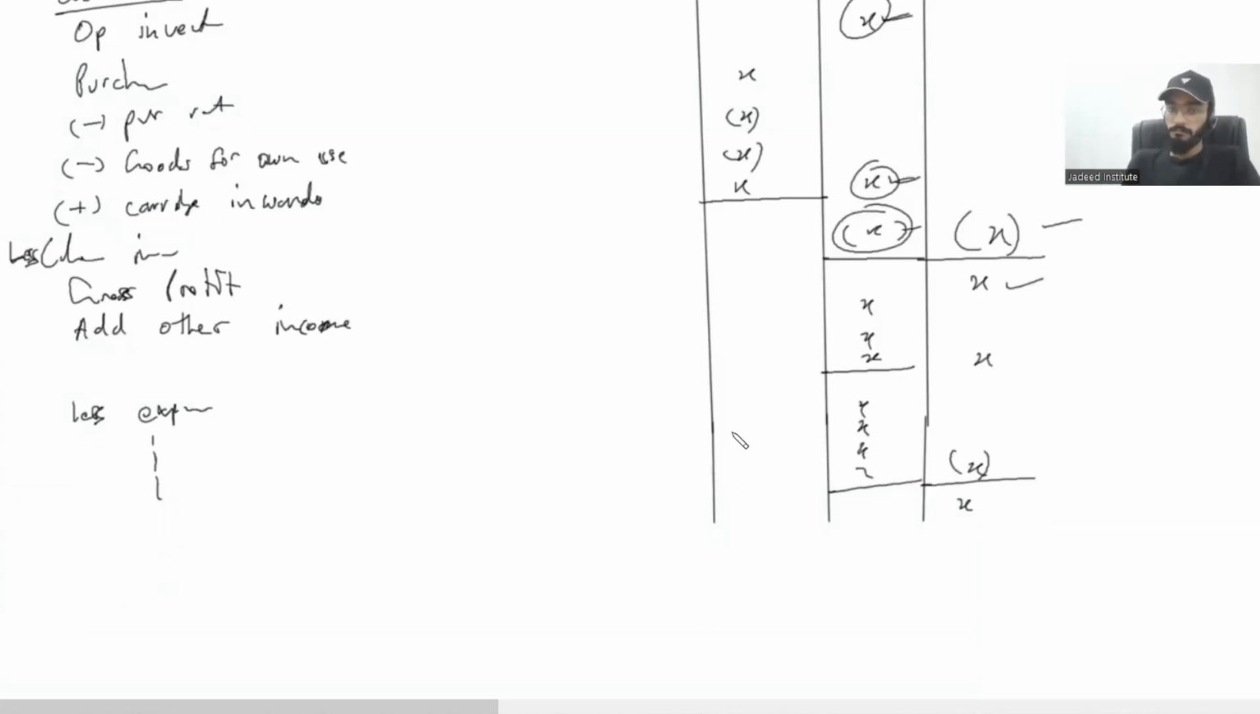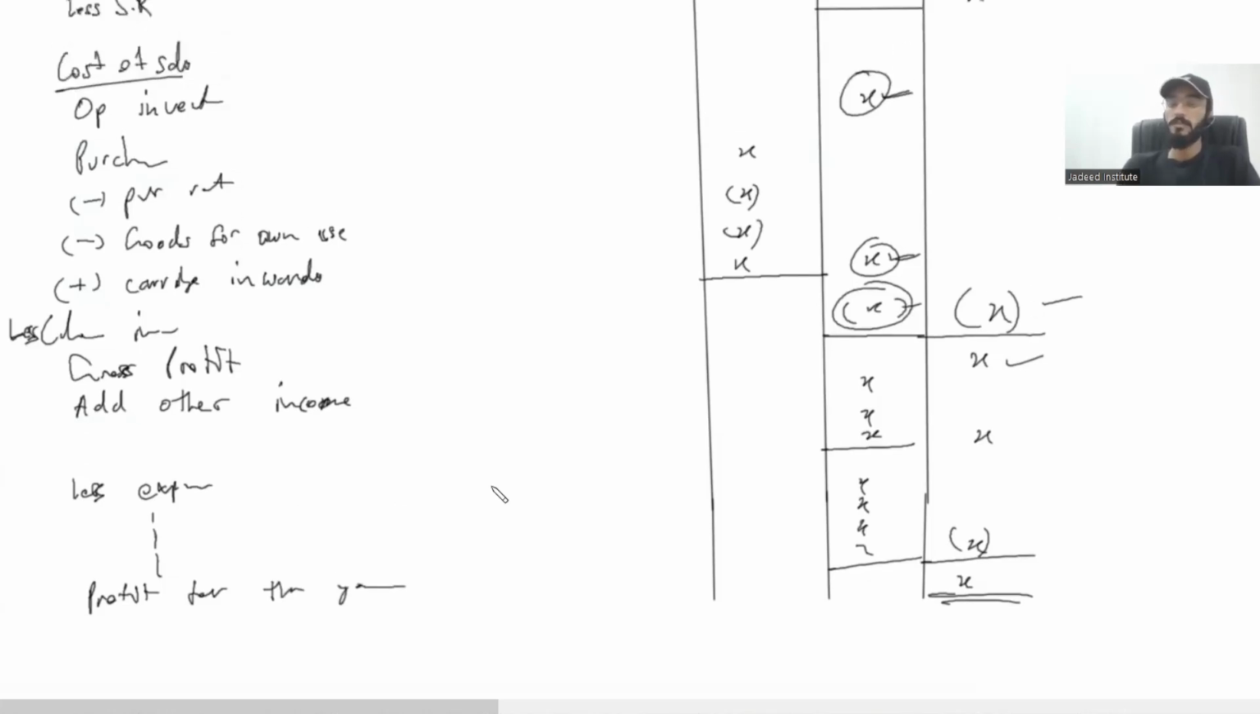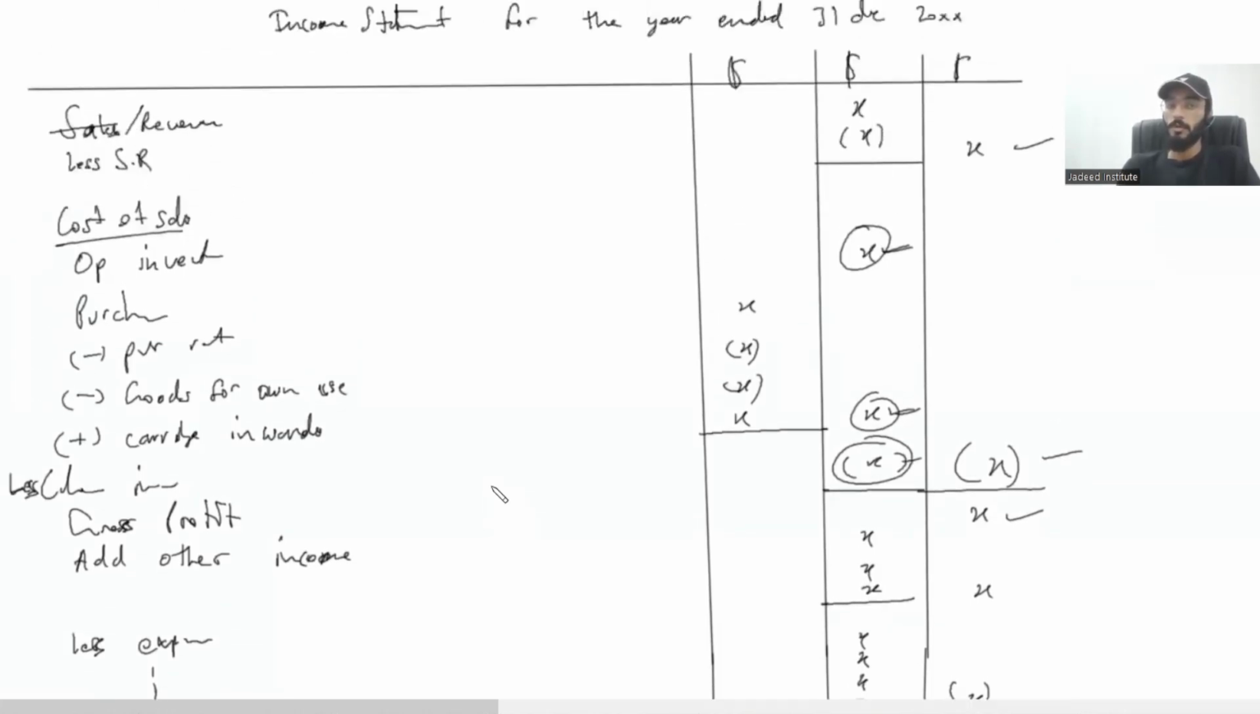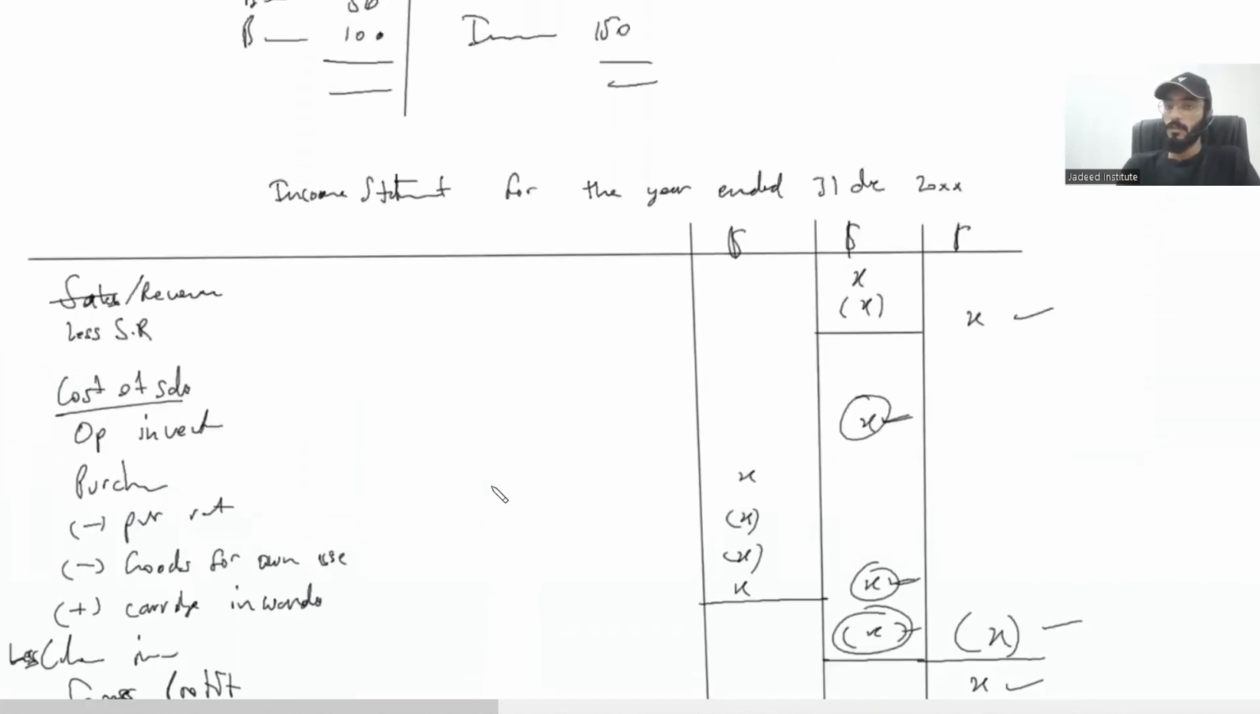Okay, that's where your income statement ends. We call that profit for the year. Very important. This explains the whole income statement concept. Hope you'll remember that. The vertical one.